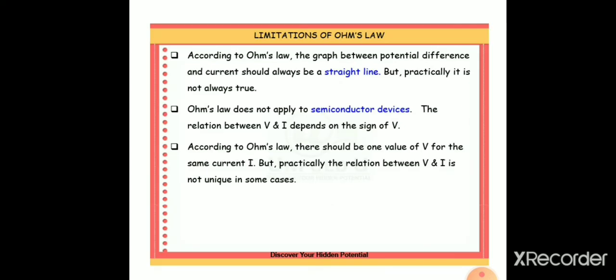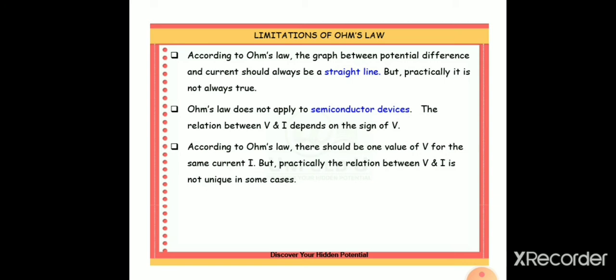Coming to limitations of Ohm's law. According to Ohm's law, the graph between potential difference and current should always be a straight line. But practically, this is not always true. And Ohm's law does not apply to semiconductor devices. That is, the relationship between V and I depends on the sign of V.